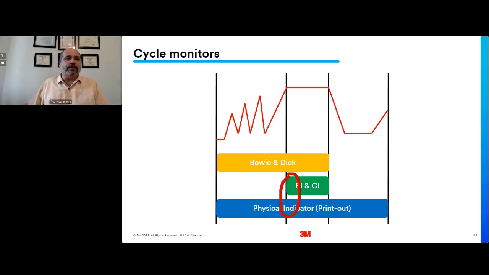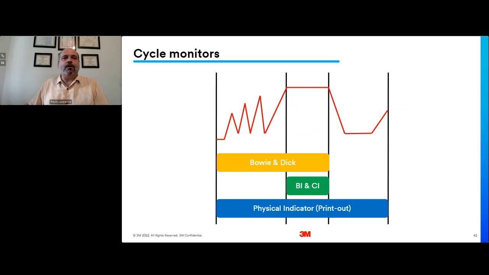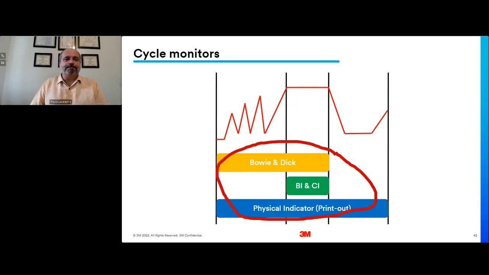If one of them failed, the whole cycle failed. So if I have a CI showing a fail, the whole cycle is failed, even if the other ones are showing approved. For me to approve a cycle, I have to have all indicators approving the cycle. Okay?